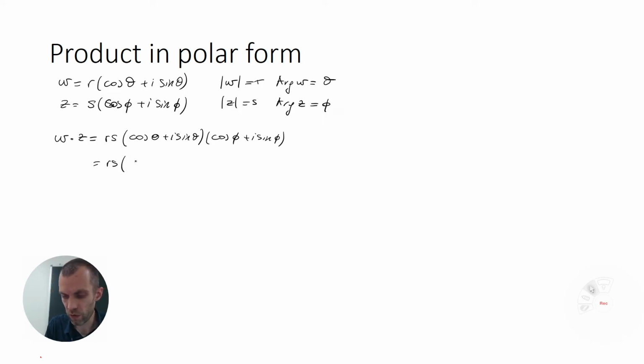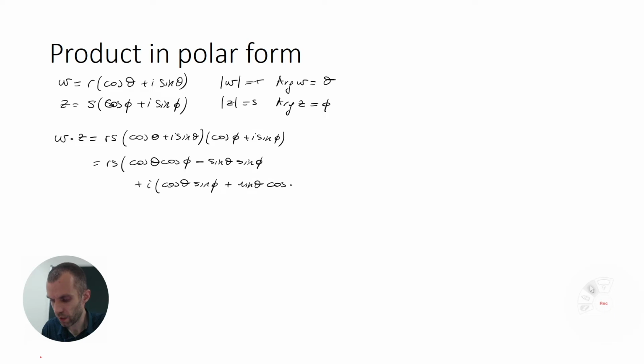Let's work that out. We get cosine theta cosine phi, and then minus sine theta sine phi. That minus comes from i squared, and then the terms in i, we get i times (cosine theta sine phi plus sine theta cosine phi). And that should ring a bell if you look at those expressions for a bit, because what you have here for the real part is that this is just cosine of theta plus phi.